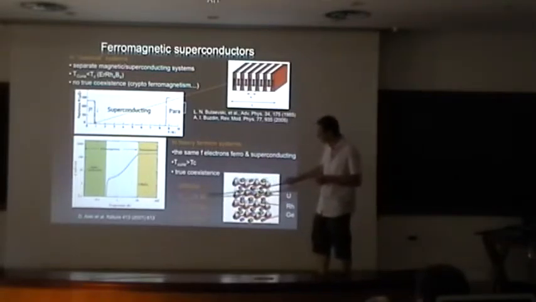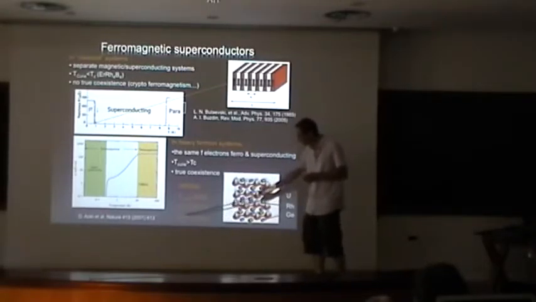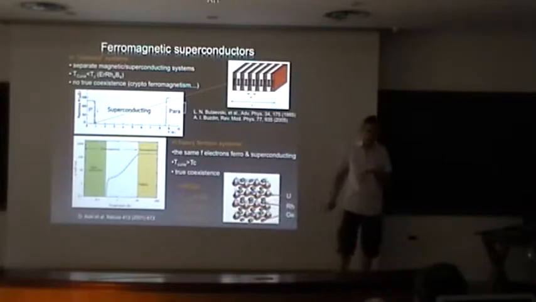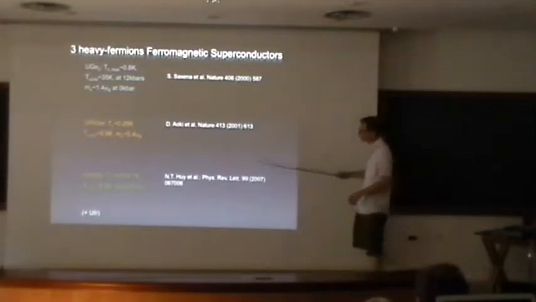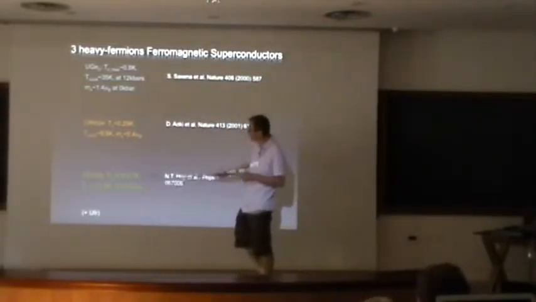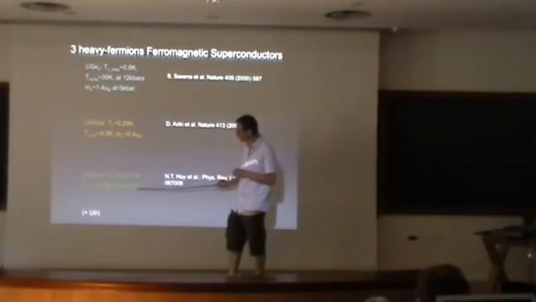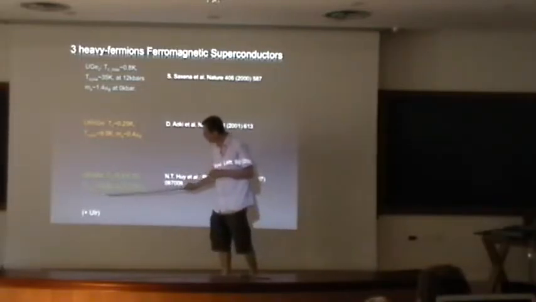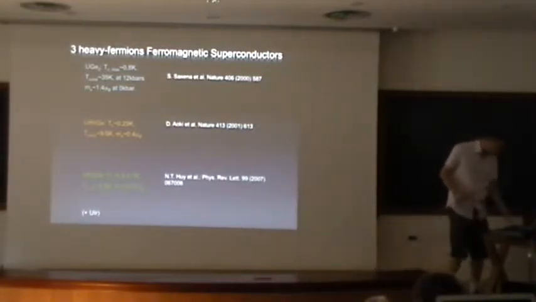In uranium rhodium germanium, for example, TCurie is 10 Kelvin, superconductivity is at 0.3 Kelvin, and the ordered moment is 0.4 μB. So it's a rather small moment. It's a very nice system on which we insist. The first one we discovered is uranium germanium 2. The very nice one is uranium cobalt germanium. It has a TC between 0.5 and 0.7 Kelvin, so slightly higher than this one. The ordered moment is 0.07 μB, a really very small moment, and TCurie is around 2.5 Kelvin. So there are three rather well studied compounds which are both ferromagnetic and superconducting.